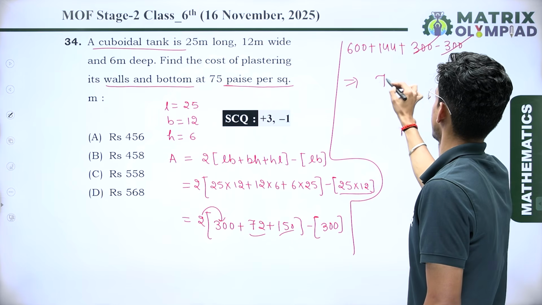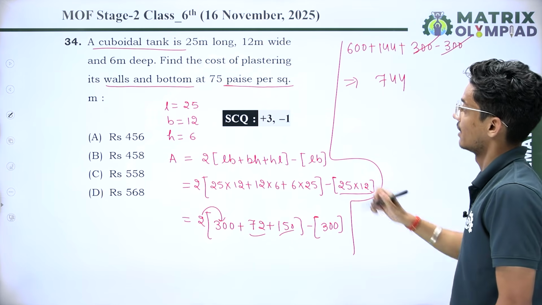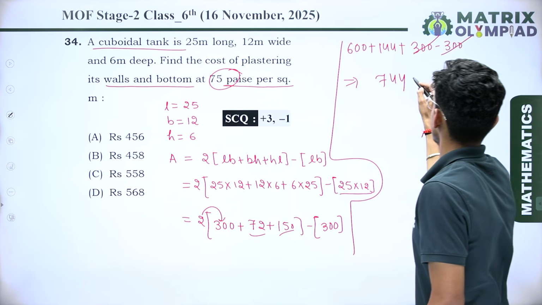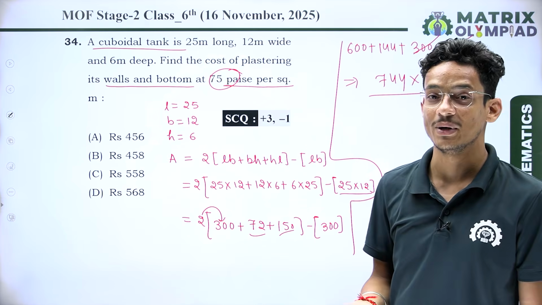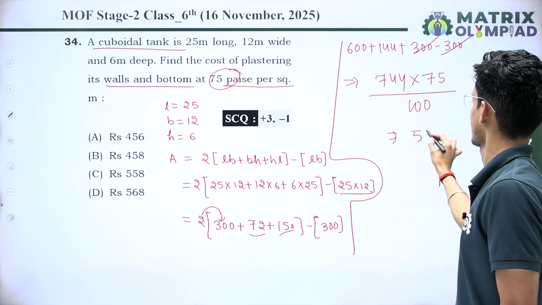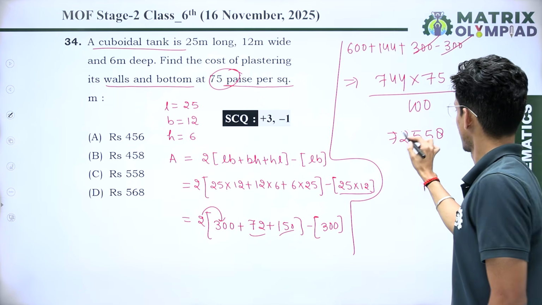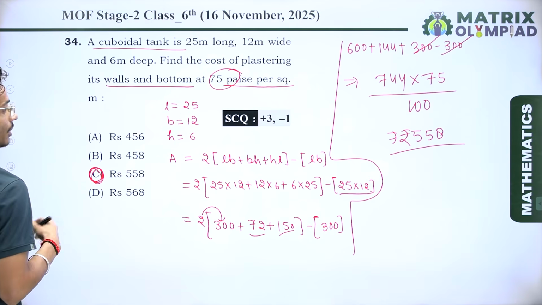Here we get the area, that is 744 meter square, and the cost is 75 paisa. So here we have to multiply by 75, and to convert paisa into rupees we have to divide it by 100. So the answer we get is 558 rupees. It means option number C is the correct answer over here.